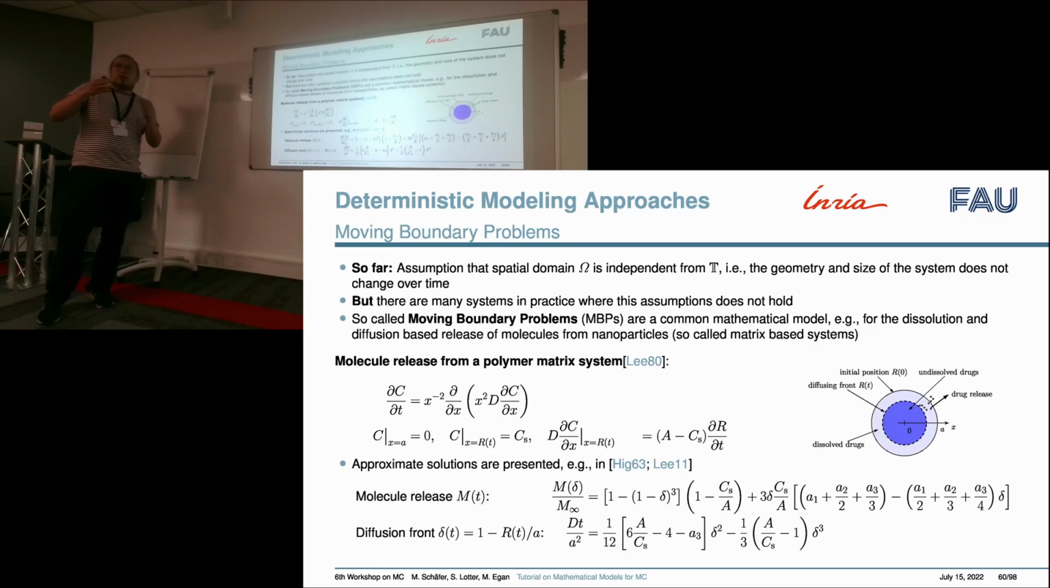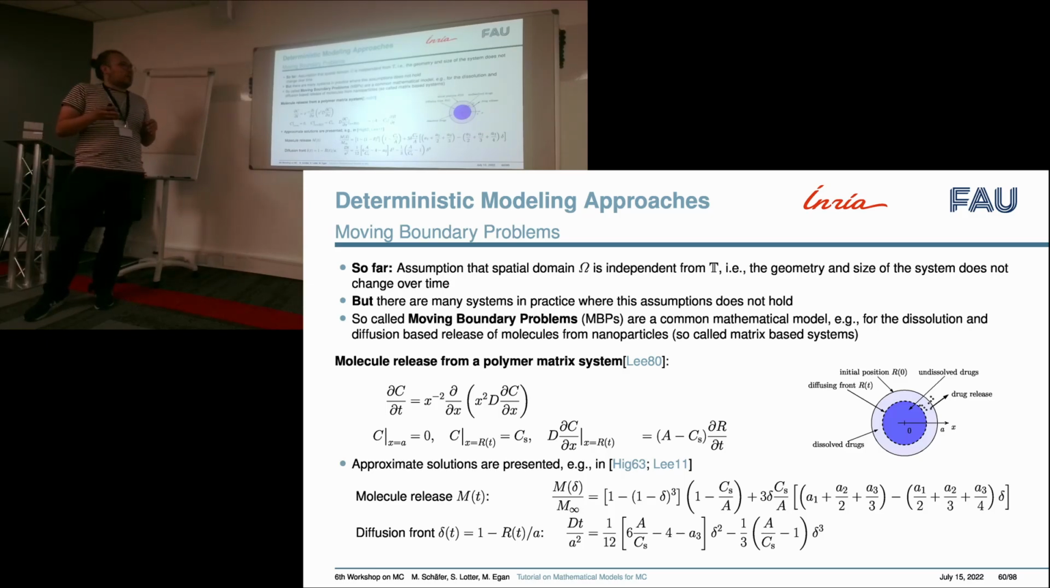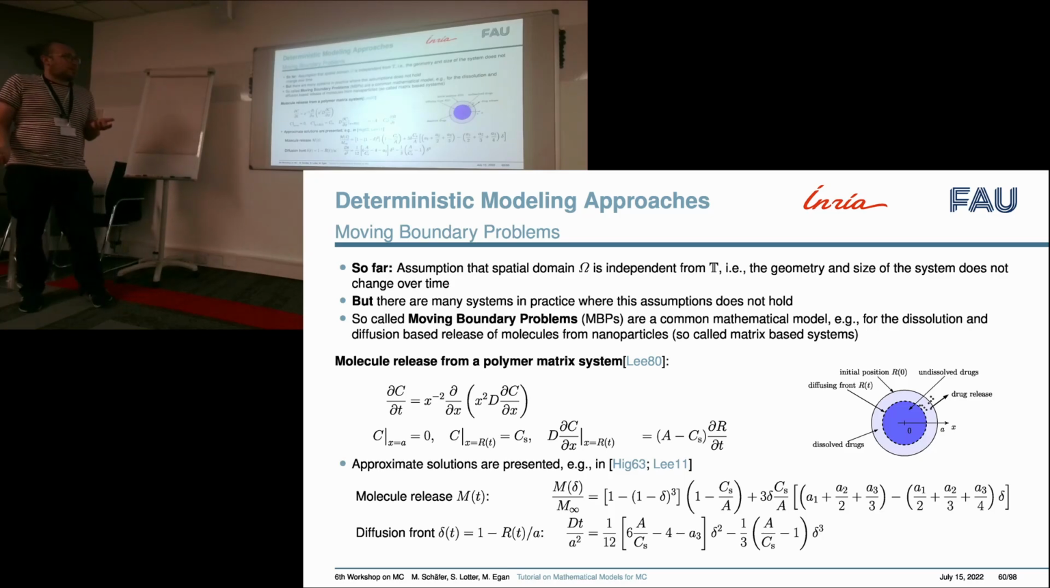So, we have to solve both problems. One for the molecular release, which depends on the position of the so-called diffusion front, and one for the diffusion front, which depends on time. And yeah, you can already see it here. Those equations are not easy to handle, and these are still approximations, which do not hold everywhere. But I just wanted to give an idea where we might go for modeling more practical systems.